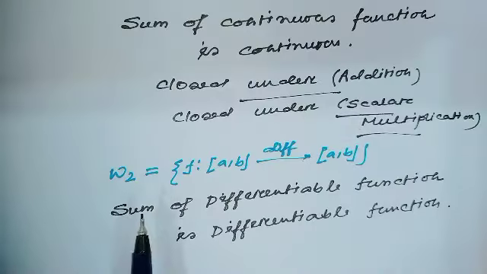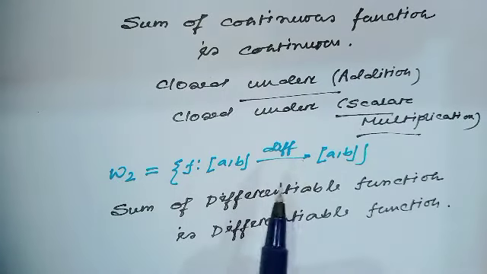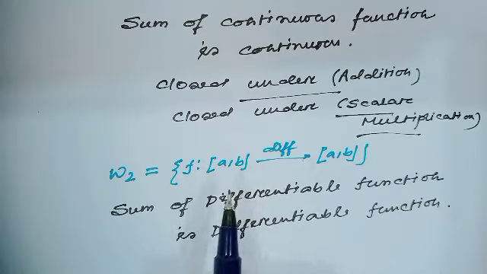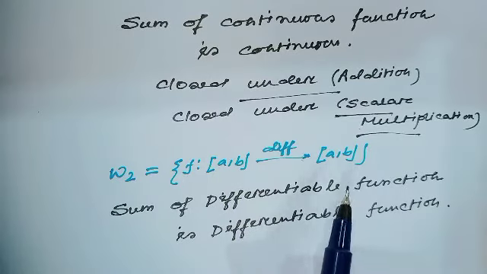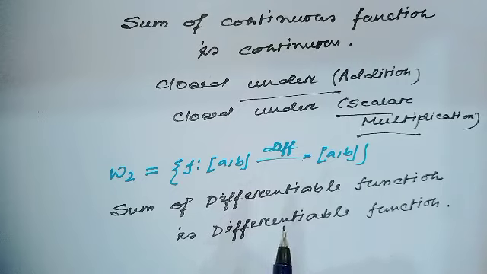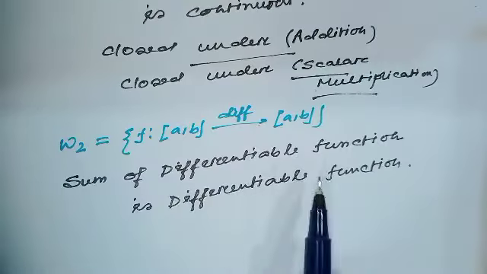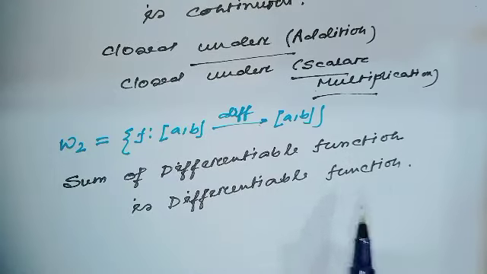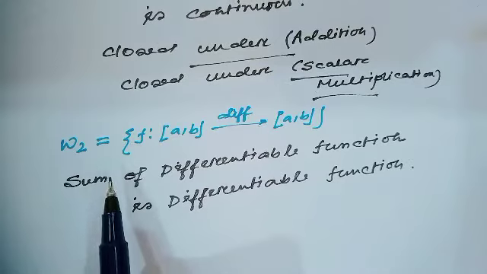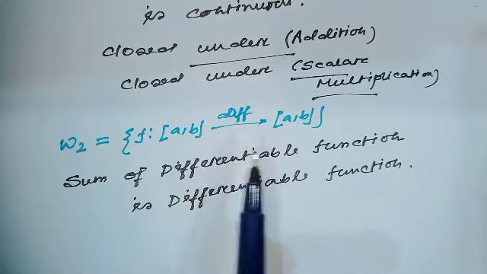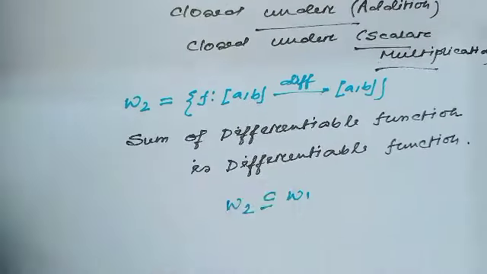Now consider the new set W2, which is the set of all differentiable functions defined from the closed interval [a,b] to [a,b]. Obviously, this is also a vector subspace of V, because the sum of differentiable functions is always a differentiable function. Also, if we multiply any differentiable function by a scalar, this is also a differentiable function.